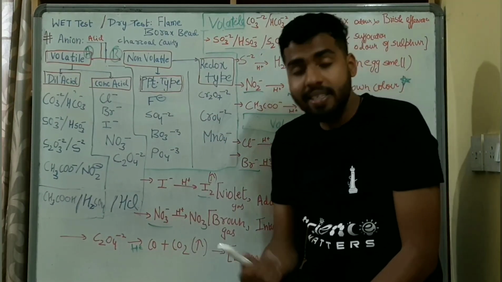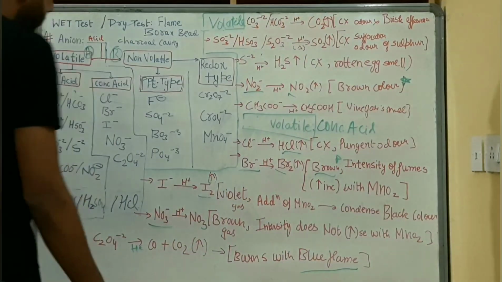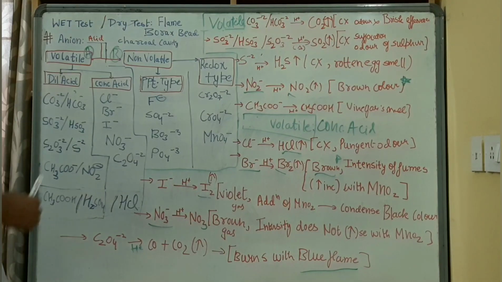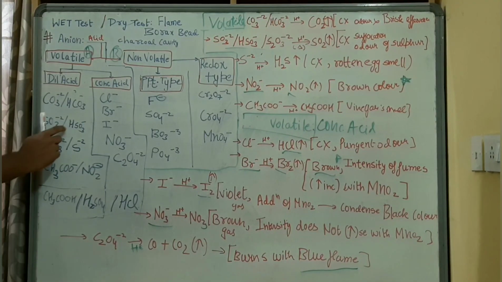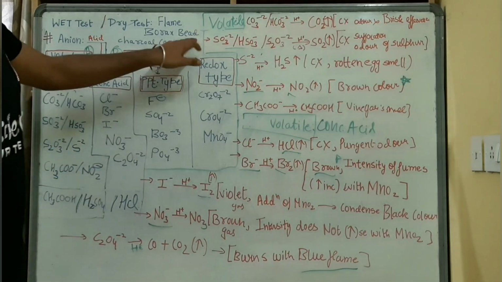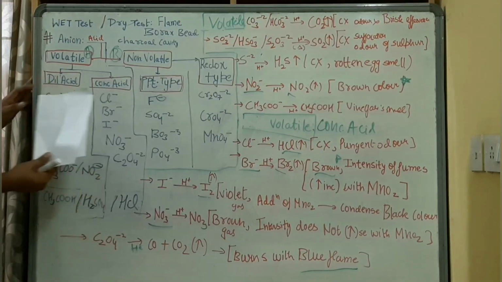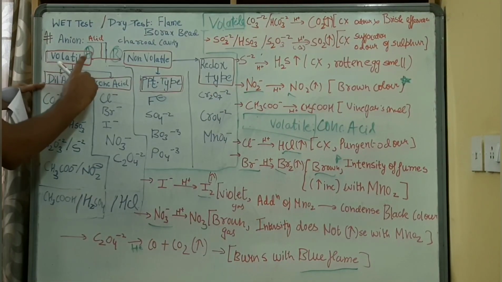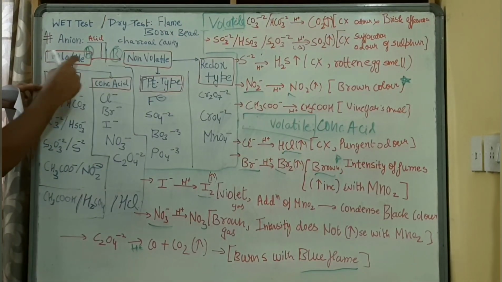Okay, so what is the chemistry behind this? You might be wondering why I wrote this in a coupled form, carbonate CO3 with bicarbonate, and sulfide with bisulfide. The reason is this. Now I'll be telling you what gases are evolved out of it. Here I have written the chemistry behind volatile.